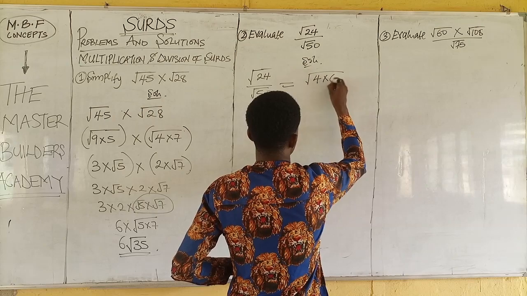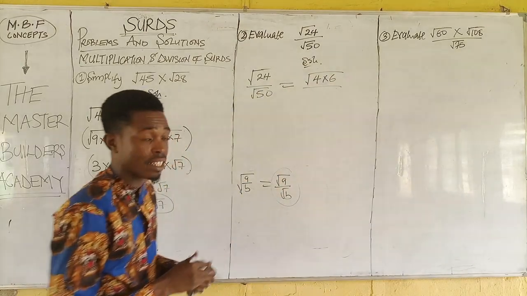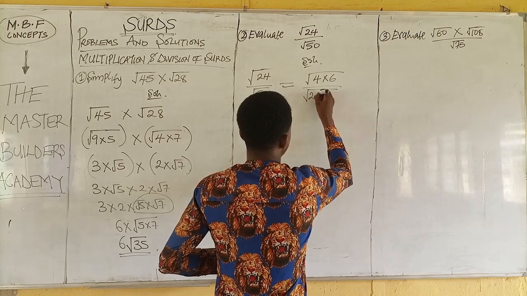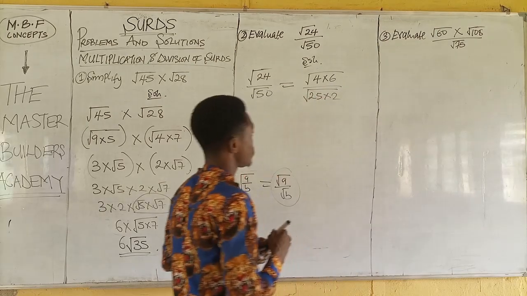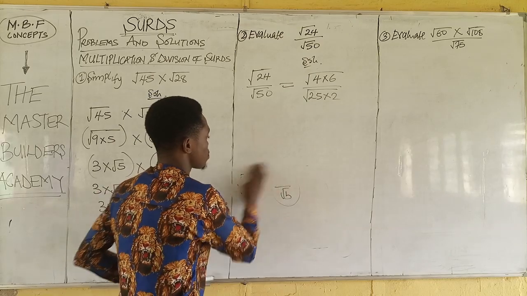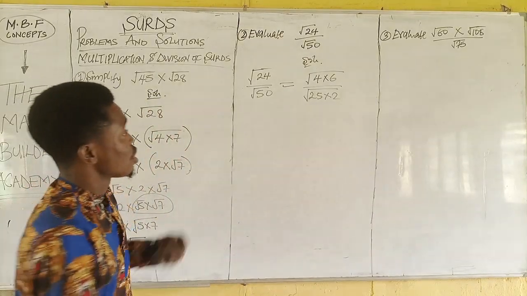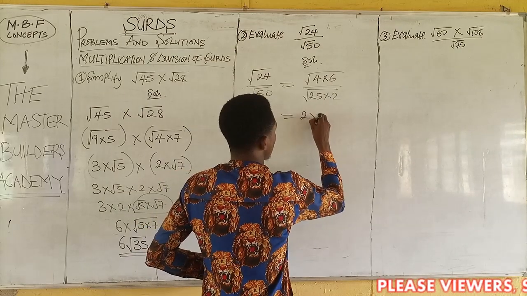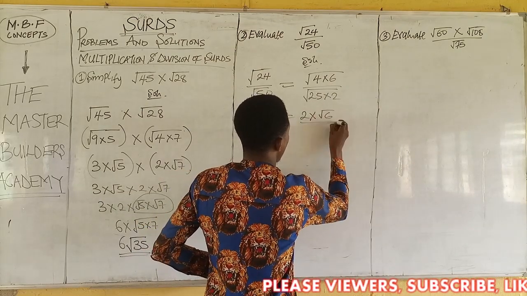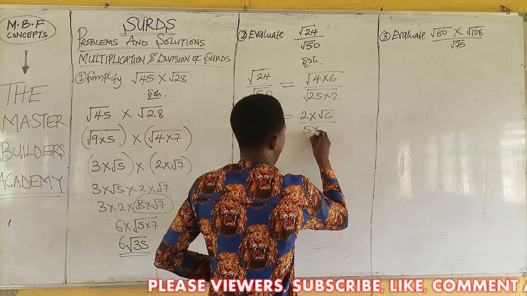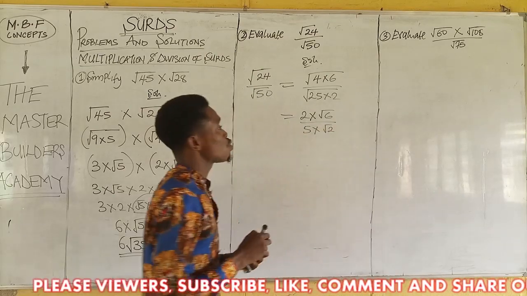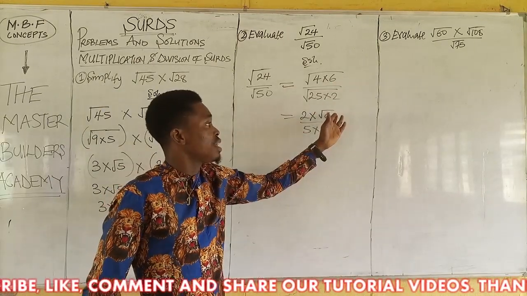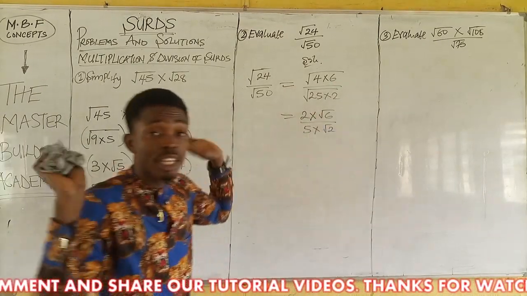Now, at this point now, we know that 24 would have given us what? 4 times 6. Of course, we have looked at 24 before, right? Now, also when we come to 50, 50 would have given us what? 25 times 2. This is it. It's as simple as this, guys. So now, we already know that 4 is a perfect square, so we are going to have 2 times what? Root 6. Why this would have given us what? 5 times root 2. The square root of 4 is 2, and the square root of 25 is 5. The square root of 6 is root 6, and the square root of 2 is root 2.